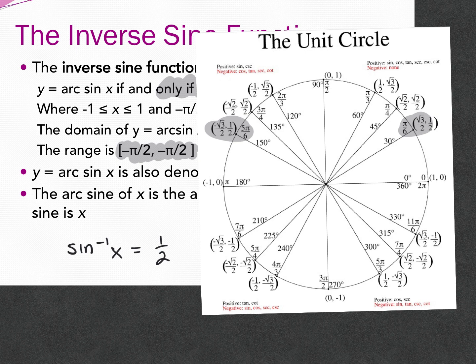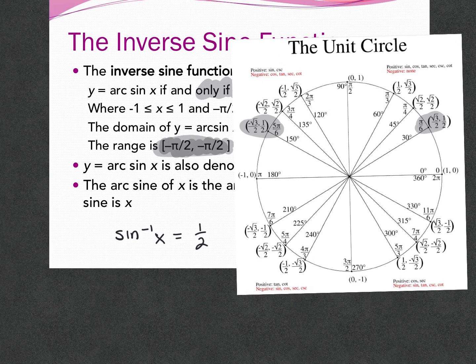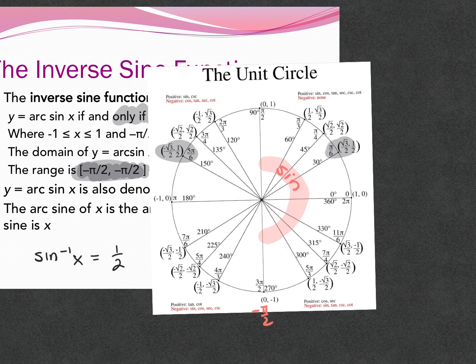So for sine, and that's what this negative pi over 2 and positive pi over 2 is, we use the negative angles in the 4th quadrant and the positive angles in the 1st quadrant. So for sine we only use negative pi over 2, negative pi over 3, negative pi over 4, negative pi over 6, 0, pi over 6, pi over 4, pi over 3, and pi over 2. So we restricted to the right side of the unit circle.